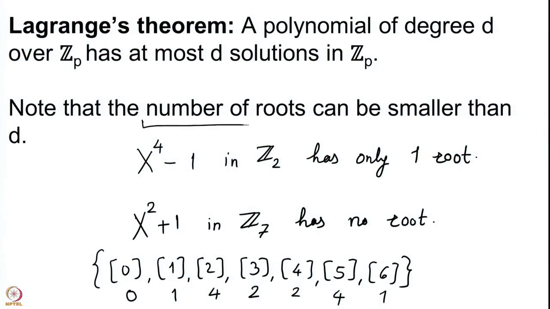The degree of the equation is 2, the number of elements in Z_7 is 7. You could have had two solutions, one solution, but this equation has no solution. So this is indeed an instance where the number of roots is smaller than the degree D.